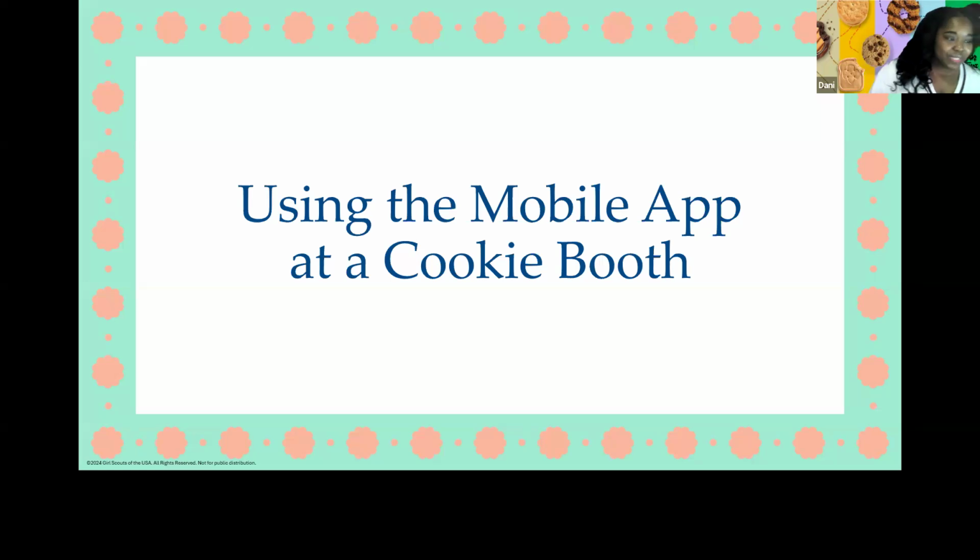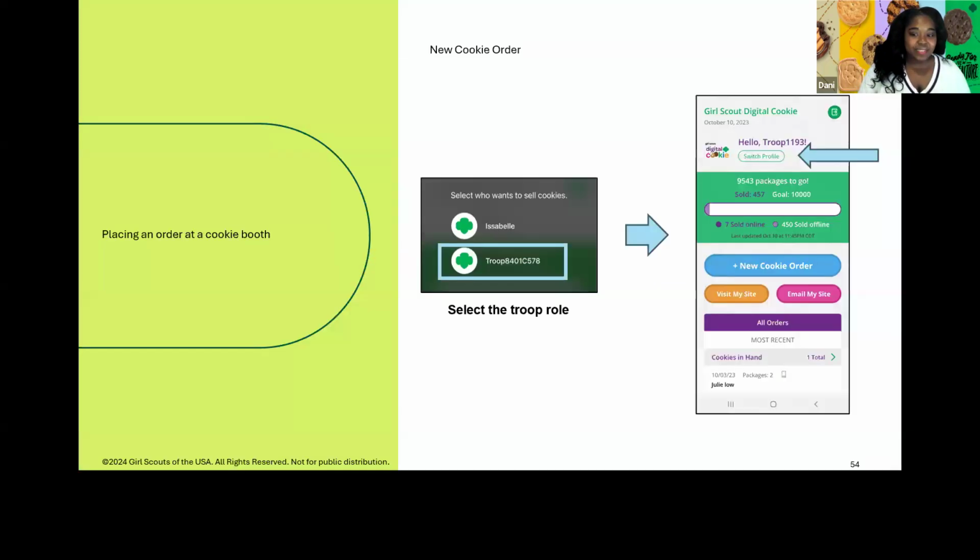All right, so let's talk about using the mobile app at our cookie booths. To take an order using the mobile app at a cookie booth, you will want to use the Troop role. You can do this by selecting the Troop role when you first log in, and if you're already logged in under the Girl Scout's account, you could simply select Switch Profile. To place an order, Girl Scouts will click the New Cookie Order button.